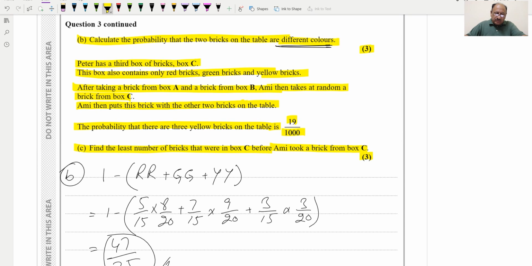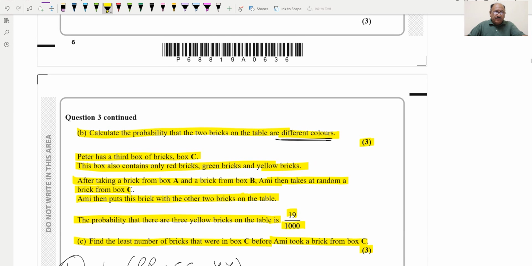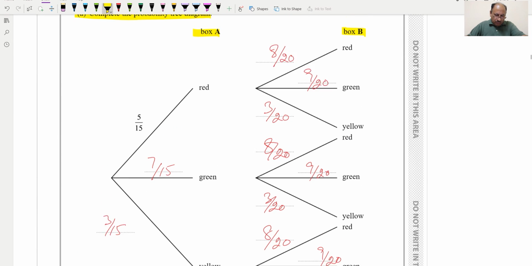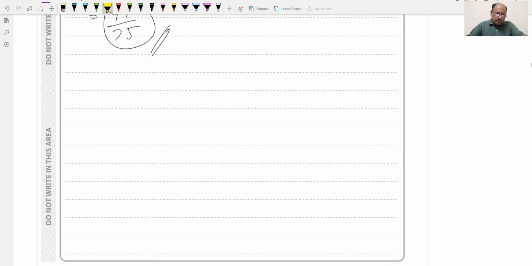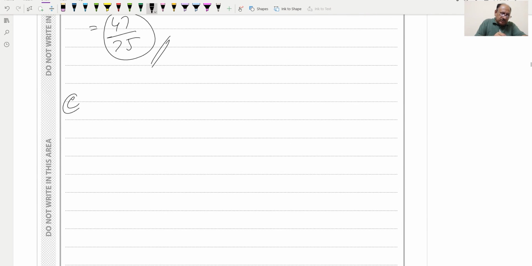So we are taking 3 bricks. First one should be 3 out of 15 is yellow, and then next should be yellow 3 out of 20. So we will take, this will be C part, 3 out of 15 for box A yellow and 3 out of 20 for box B, and X will be for box C.